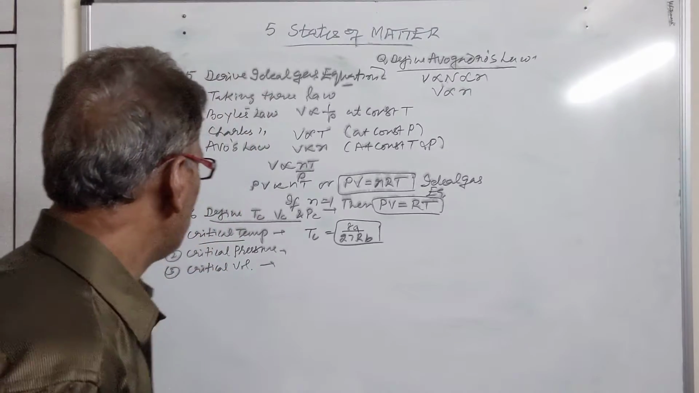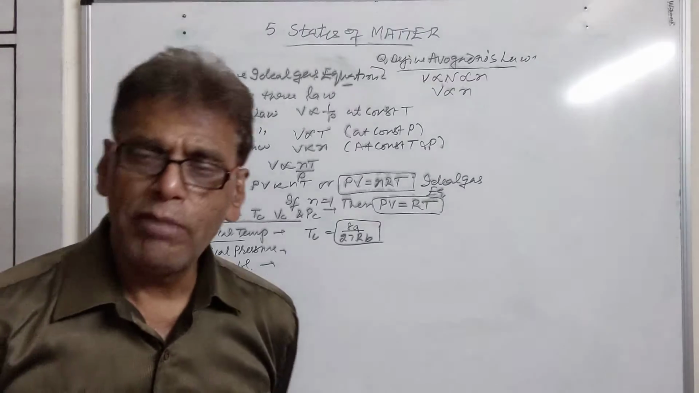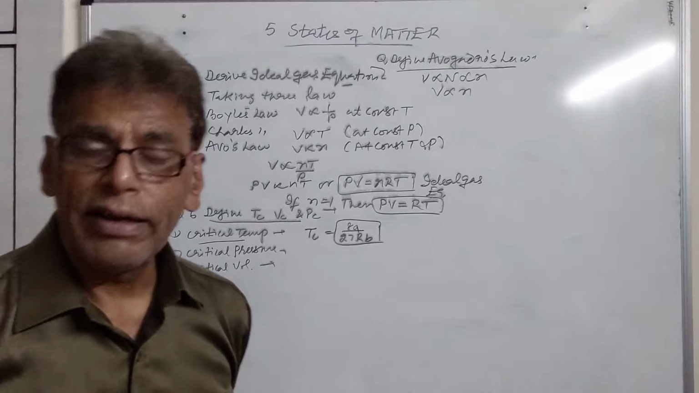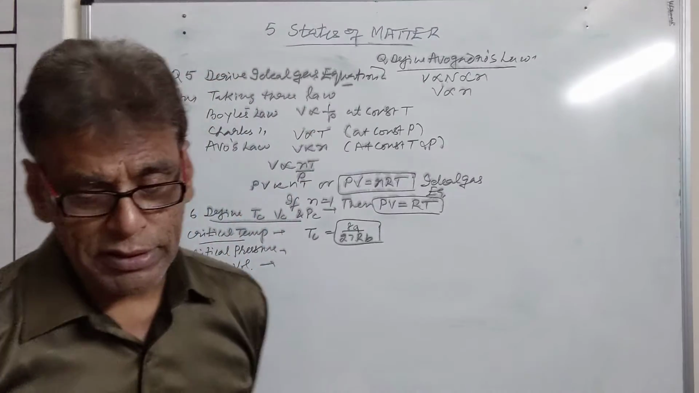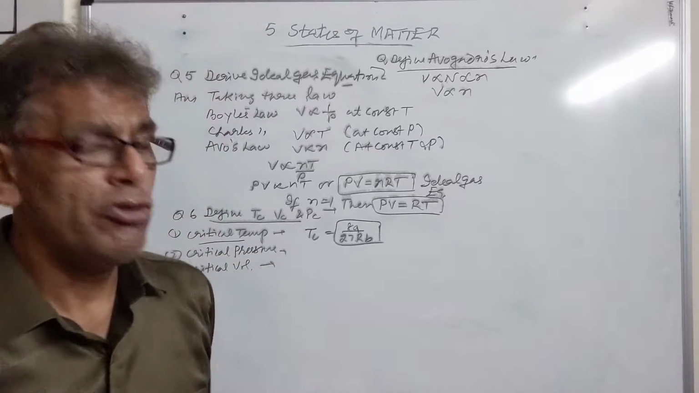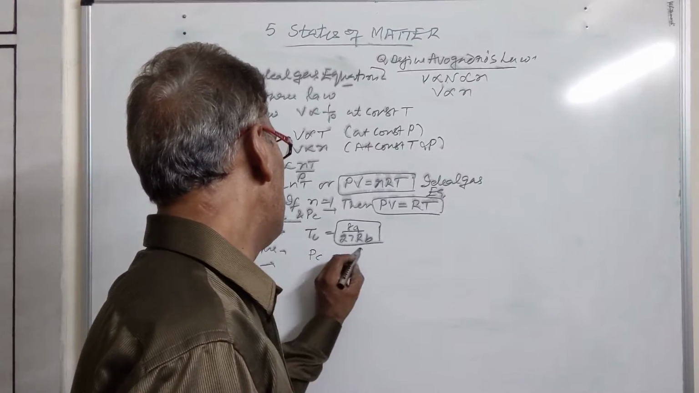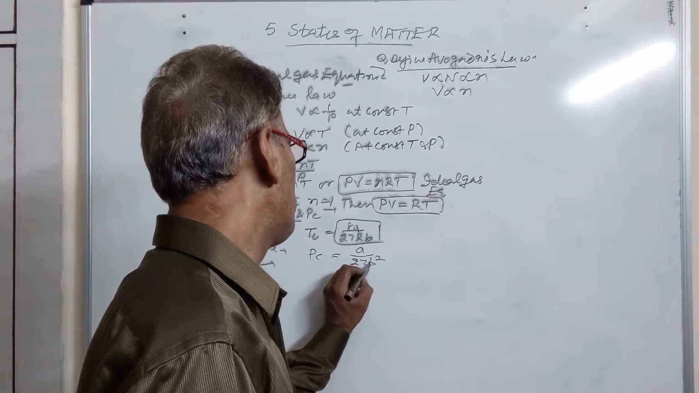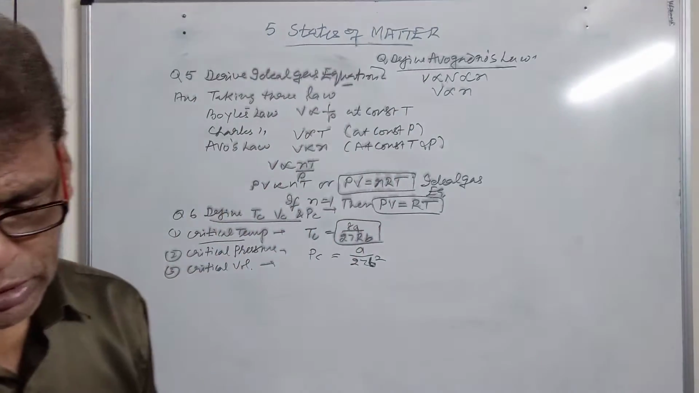Then we have critical pressure. It is the minimum pressure required to liquefy a gas at the critical temperature. At the critical temperature, the minimum pressure required to liquefy a gas, that is called Pc. Pc is equal to a upon 27b square. So a upon 27b square.